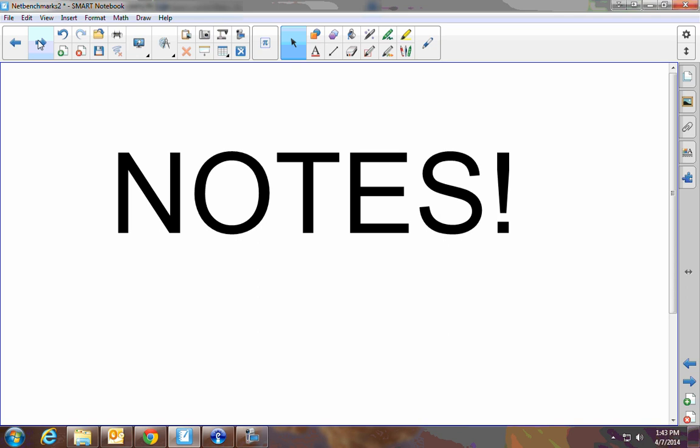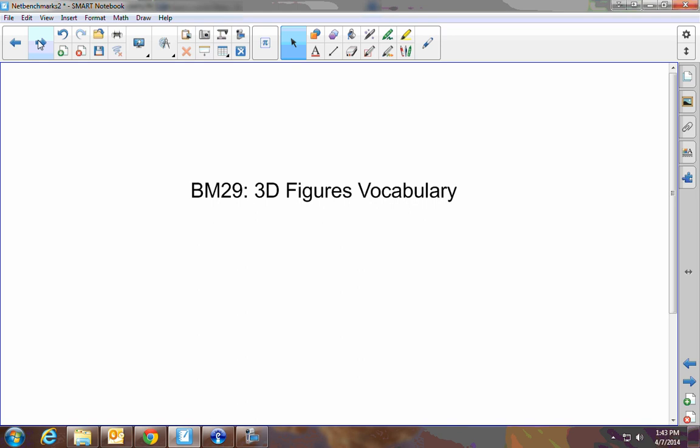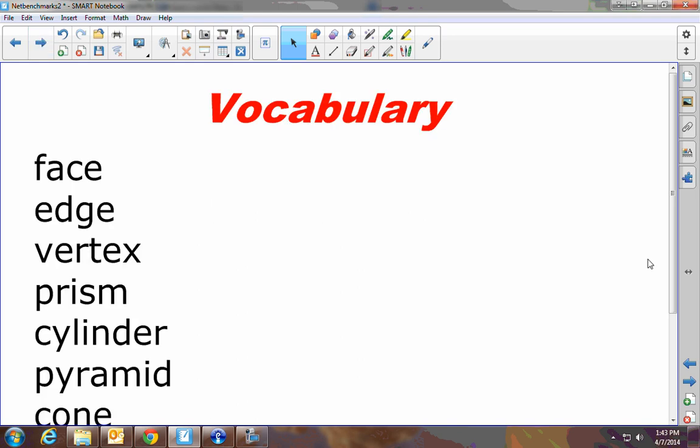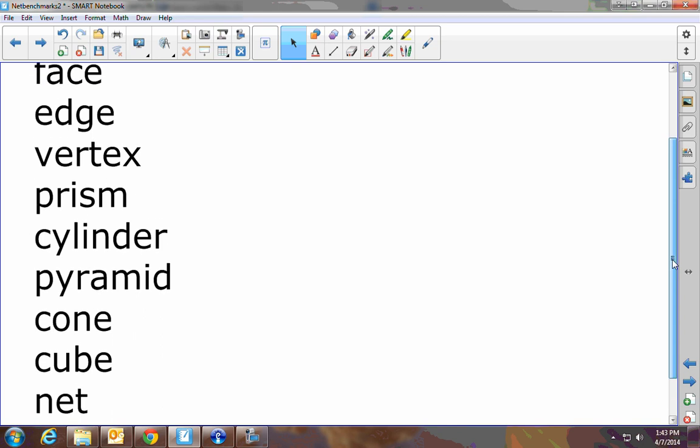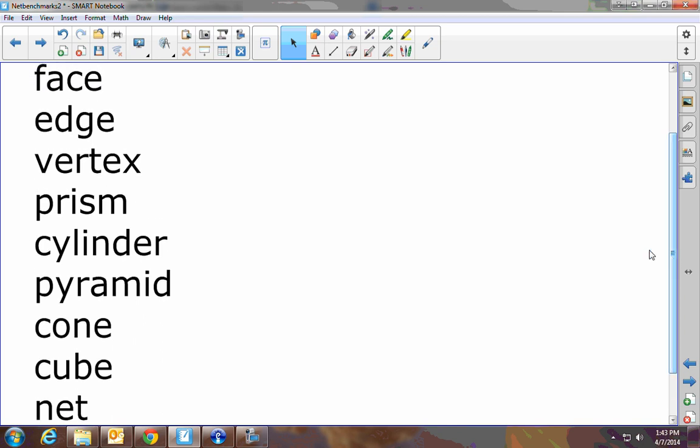Also, throughout the video, I'll probably show several slides that have lots of information on it. That'll be your cue to pause the video so you can copy everything down. Otherwise, I'm going to move right along. So let's get right into benchmark 29, 3D figures vocabulary. These are some of the vocabulary terms that you will need to know by the end of this lesson. Pause here and jot those down.